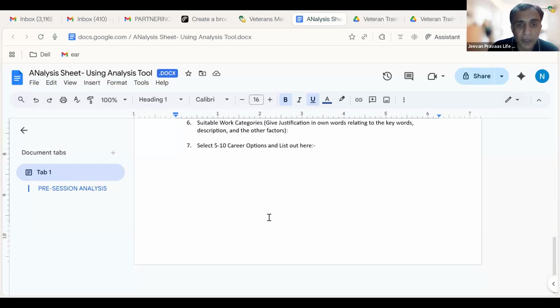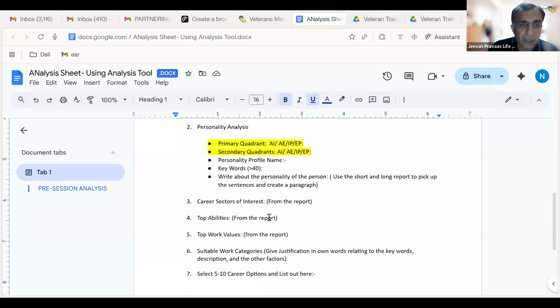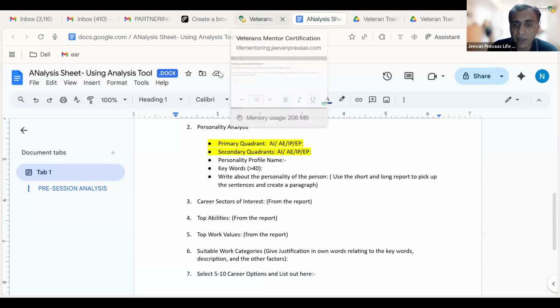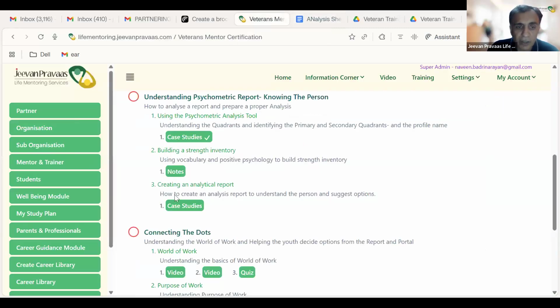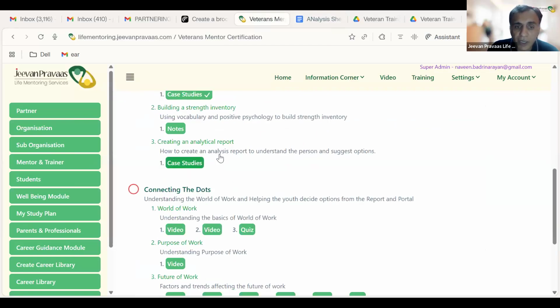This is the analysis sheet. You can fill it up and submit it. So that's it. You're done with that assignment. It's all there in the training itself. You don't have to go anywhere. Aapke training mein hi hai wo sab. And you say done, it is done, so it is stored there. And once this is done, then you go to connecting the dots.